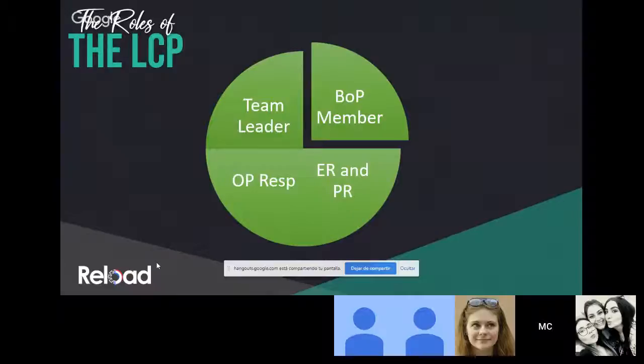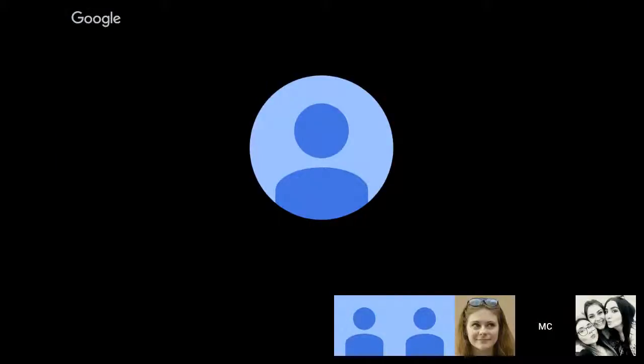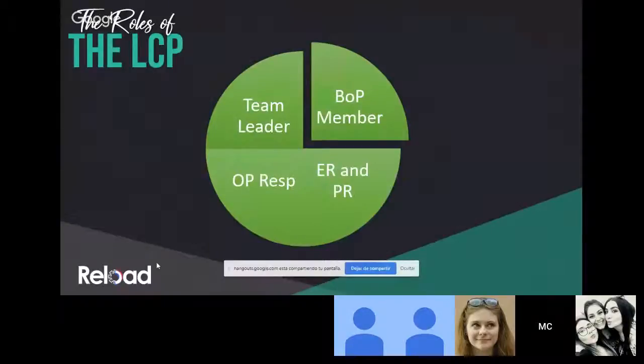The second one is to be the operations responsible of the LC. Why? Because at the end, you are the person that is kept accountable for the operations of your LC. The next one is external relations and PR. Being the LCP, you are also the external face of the organization. Therefore, you should be the person managing partners. Like if it's a partner for exchanges, it should be managed by you, or your university or any other kind of partner, your alumni board or whatever. And the last one is to be part of the BoP, the Board of Presidents of ISEC in France.